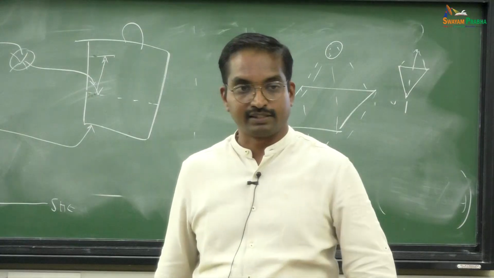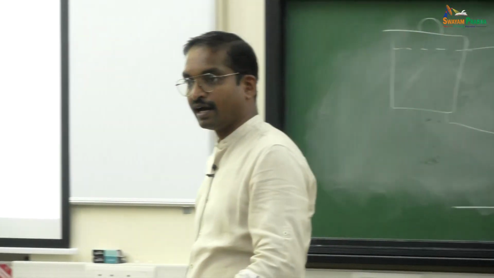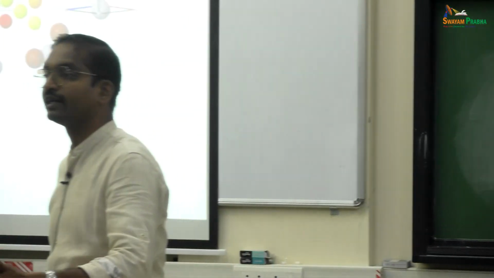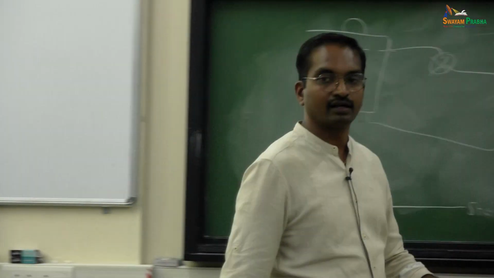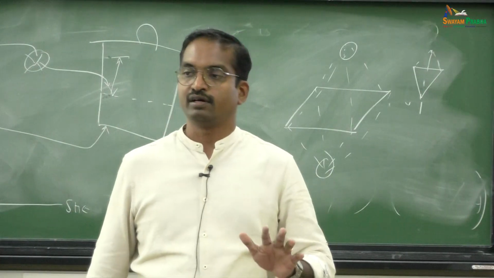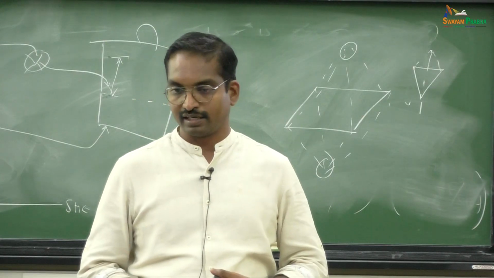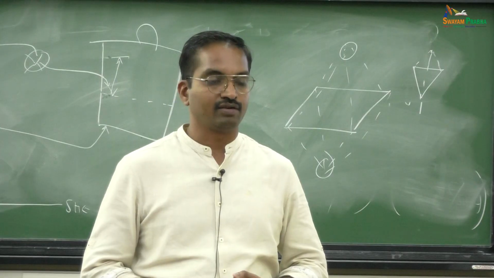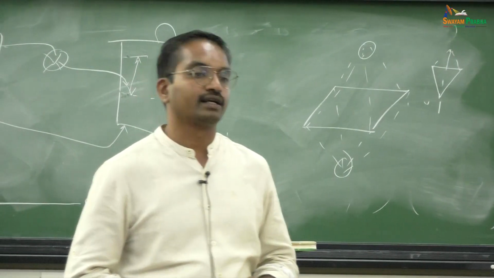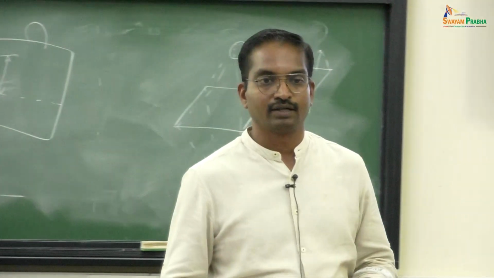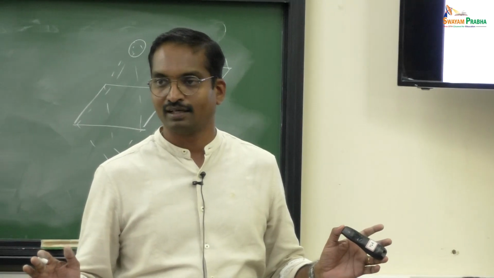So, I rephrase my statement. If I have a FCC lattice made of 4n atoms, I get 4n octahedral voids, 8n tetrahedral voids. Make sense? Agree all of you? So, in a FCC unit cell, if somebody asks you to define FCC unit cell, it is an arrangement of atoms wherein if n atoms are taken, n octahedral voids will be there and 2n tetrahedral voids will be there. If you make such a unit cell, that is FCC. Am I right?